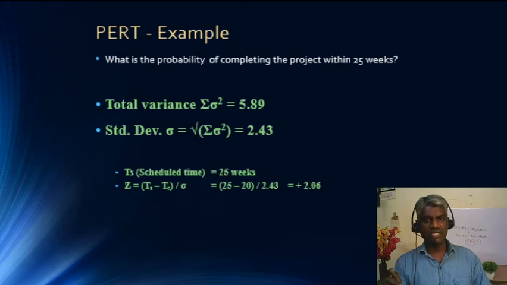So Ts we know is 25, it is given in the problem. Te is the value which we have calculated, 20, and just now we calculated the standard deviation, which is 2.43. So calculating, Z is equal to plus 2.06. So this is the Z value. We are going to find the area under this normal curve for this Z value 2.06.